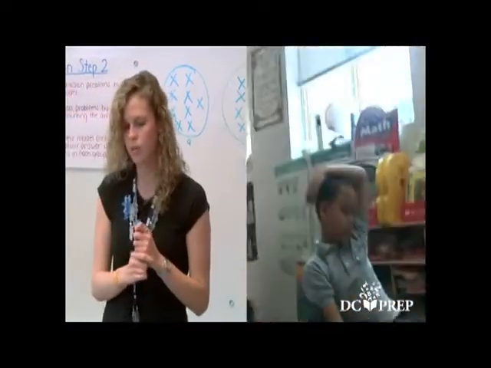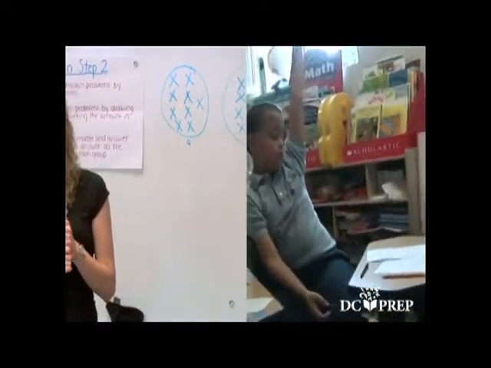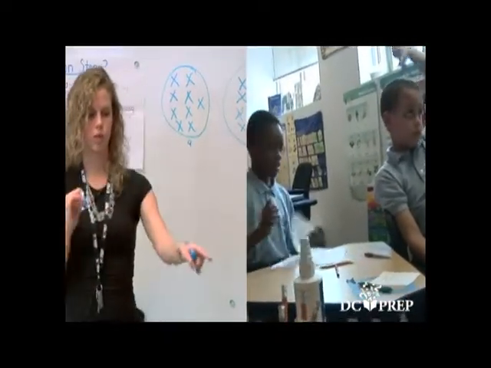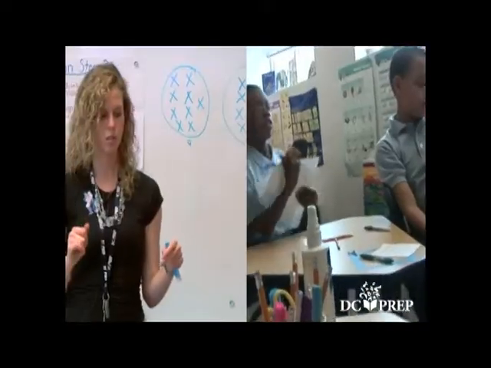What is 30 divided by 3? Tyrone? 10. Go like this if you agree with Tyrone. We'll check it. Flip the page.